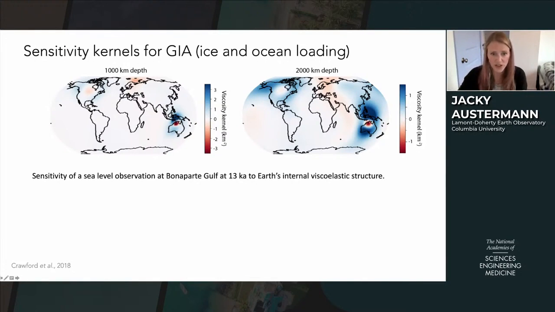And you see that the areas that are red and blue are the areas that this specific observation, so the sea level record at this site, is sensitive to. And you see it's sensitive to structure right underneath where the sea level record is. And it's sensitive to the area ice loading.